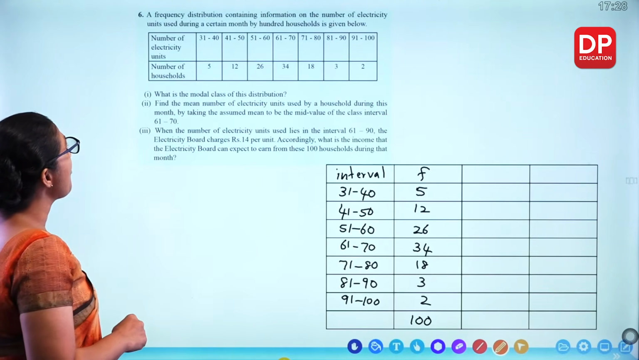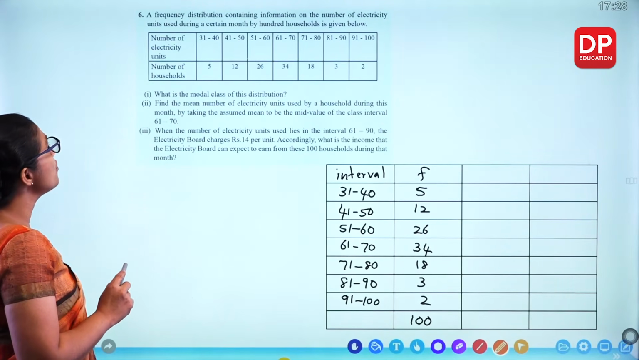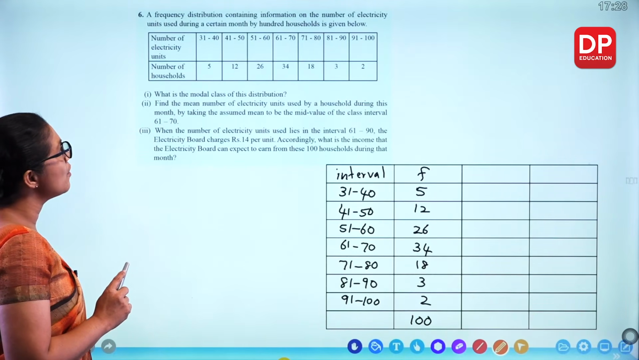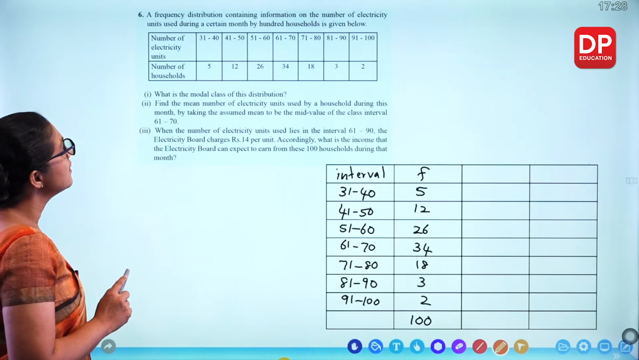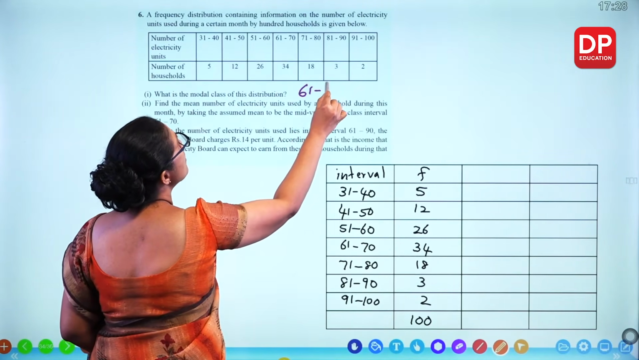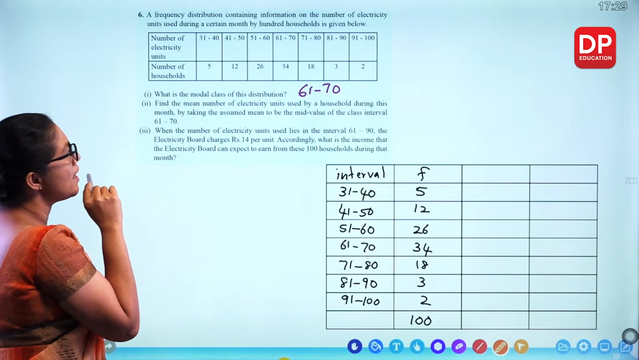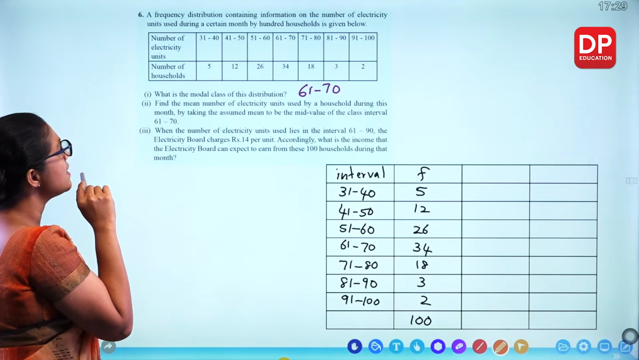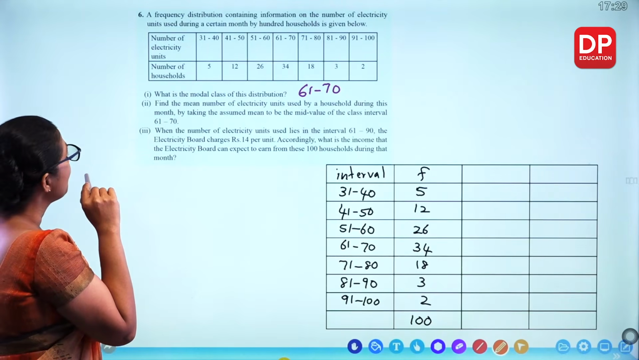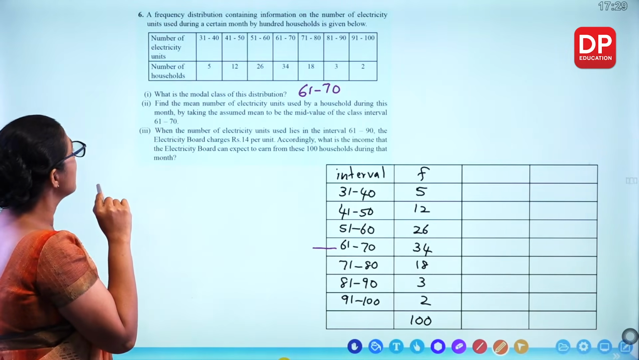Question number 6. A frequency distribution containing information on the number of electricity units used during a certain month by 100 households is given below. What is the modal class? Look at the highest frequency, 34. So 61 to 70 is the modal class. Find the mean number of electricity units used by a household during this month by taking the assumed mean to be the mid-value of the interval 61 to 70. This one we have to take.